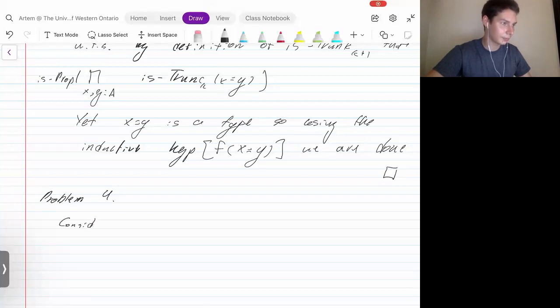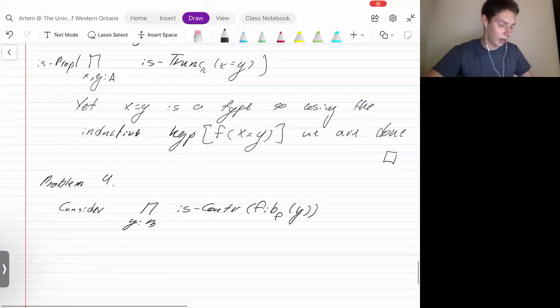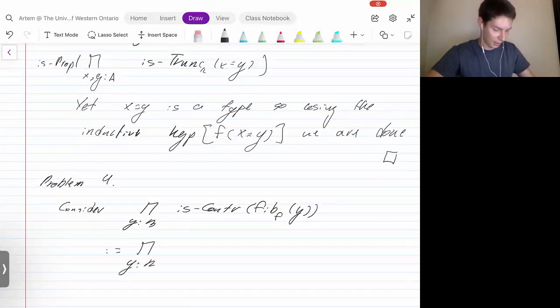So consider, for all y and b, a type is contractible. Fiber of f at y. Okay, so let's just unfold what this means. It is a sigma. Well, let me instead maybe provide you with a picture.